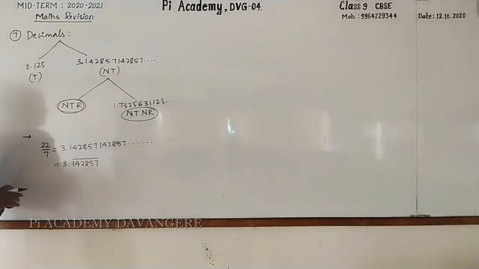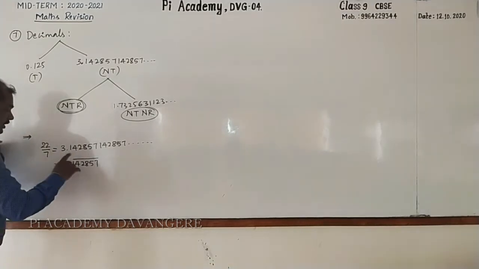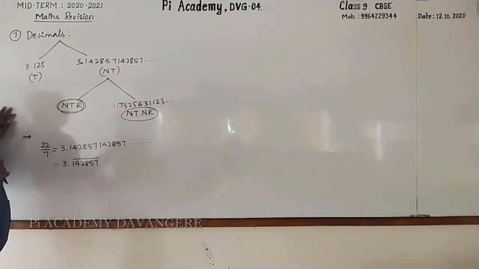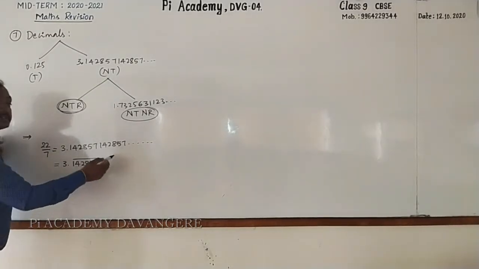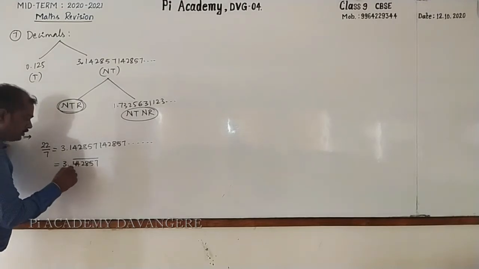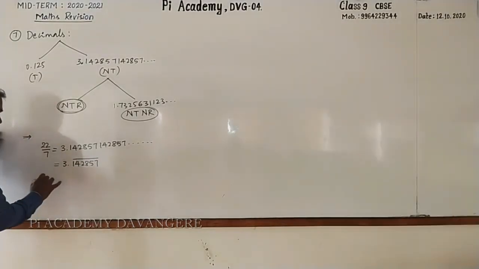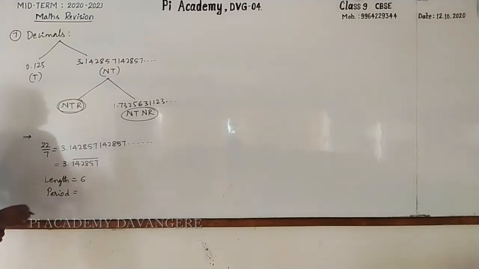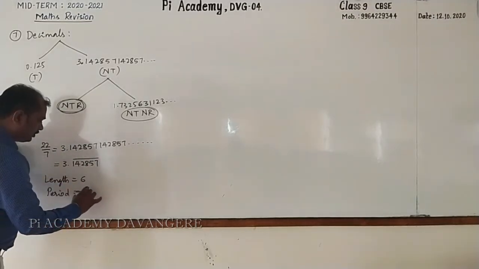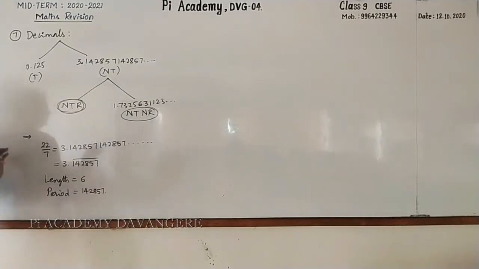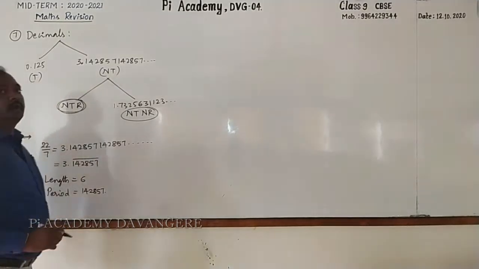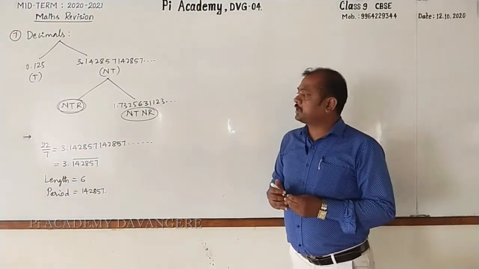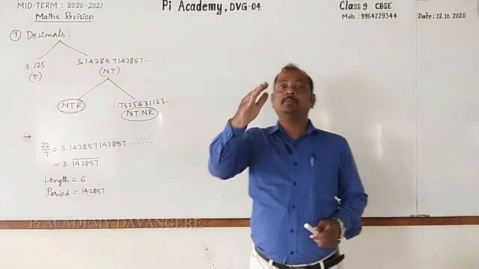And here, in this non-terminating recurring part, in recurring decimal, we can find the length as well as period. Look here, length is how many digits are being repeated, that should be identified. 1, 2, 3, 4, 5, 6. So that is length. Length is 6. And period. Period means the repeating part. Which is the repeating part? It is 142857. Clear? Okay.